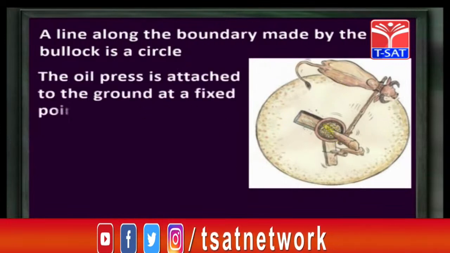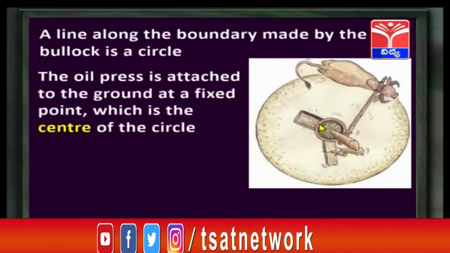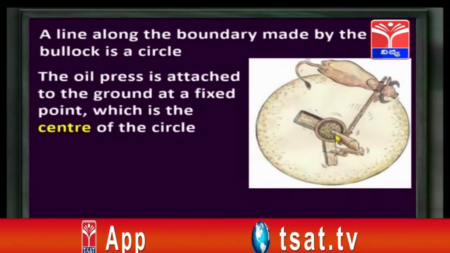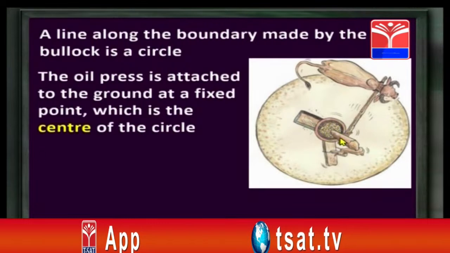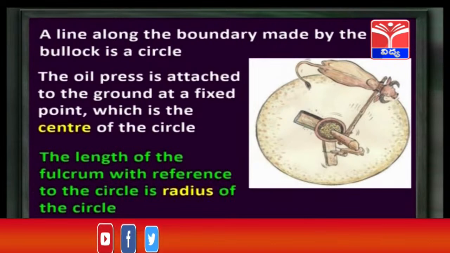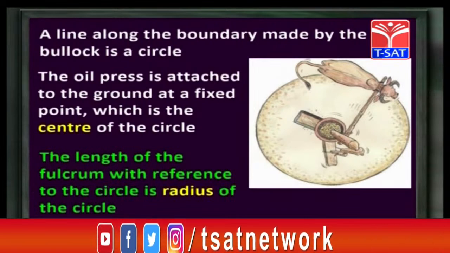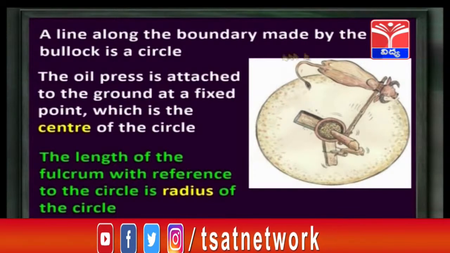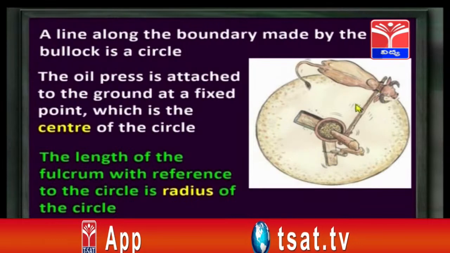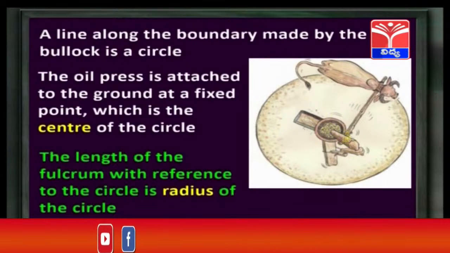The oil press is attached to the ground at a fixed point, which is the center of the circle. This is the oil press, which we call the center of the circle, and the length of the fulcrum with reference to the circle is the radius of the circle. So, in this Ganuga, the line along the boundary made by the bullock is a circle, the oil press is called the center, and the fulcrum is the radius.